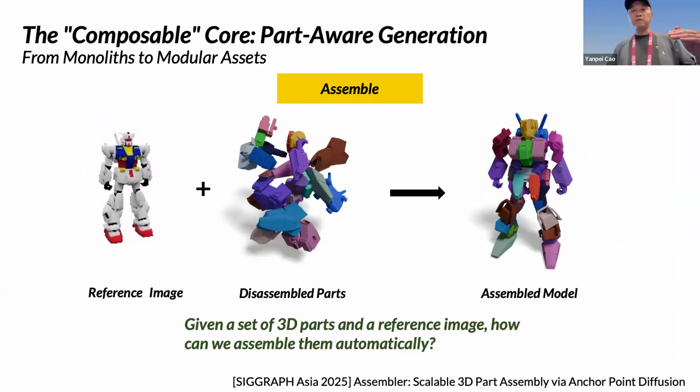And this finally brings us to the part of composition, the assemble. If HoloPart lets us deconstruct and OmniPart lets us generate modular parts, we then need a robust way to put them all together. This is the role of the assembler. Given a set of 3D parts and a reference image, how can we assemble them automatically?